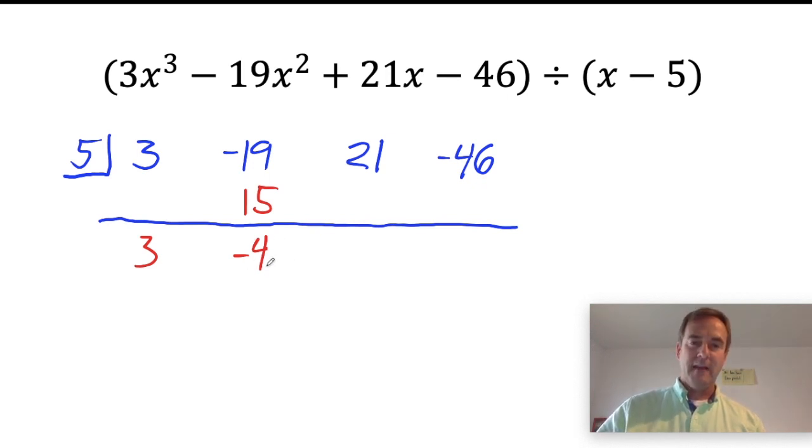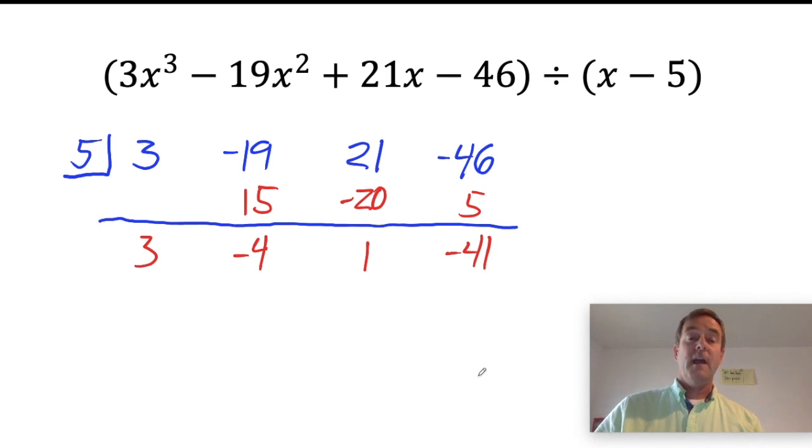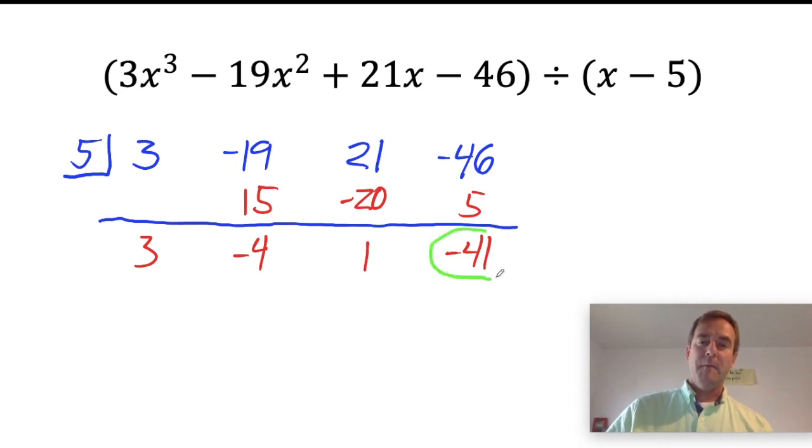Negative 4 is going to multiply times the balcony, 5, and make negative 20. We'll add 21 and negative 20 to make a total of 1. 1 times 5 makes a total of 5. And we'll add these two together to get negative 41. There's our result. Now it may be a little hard to see what's here, so let me parse it out for you. The last number is always going to be the remainder, even if it's 0, meaning you have no remainder. In our case, we have a remainder of negative 41.